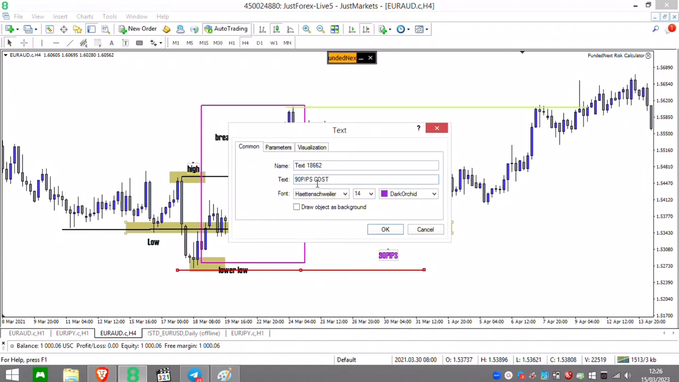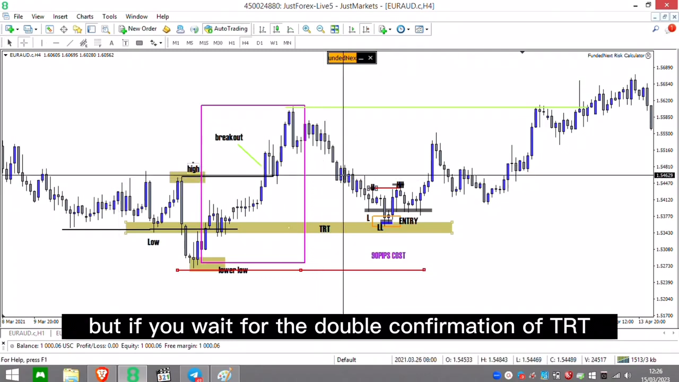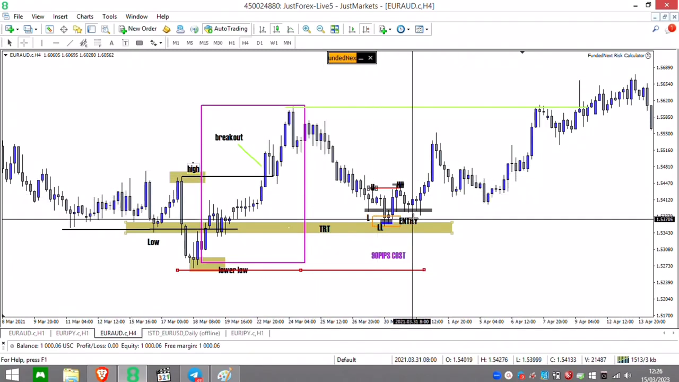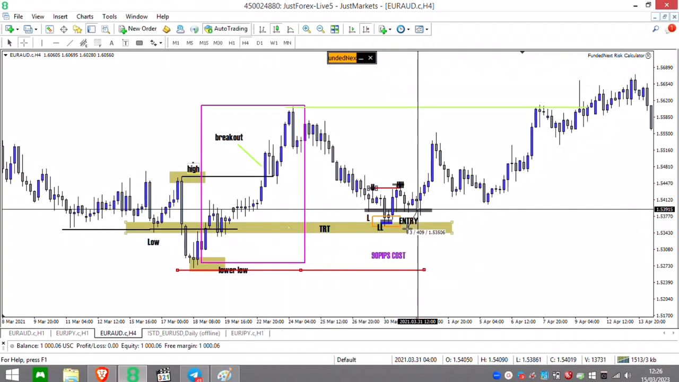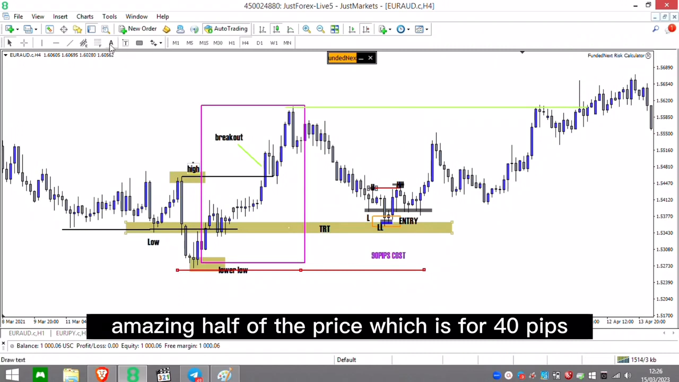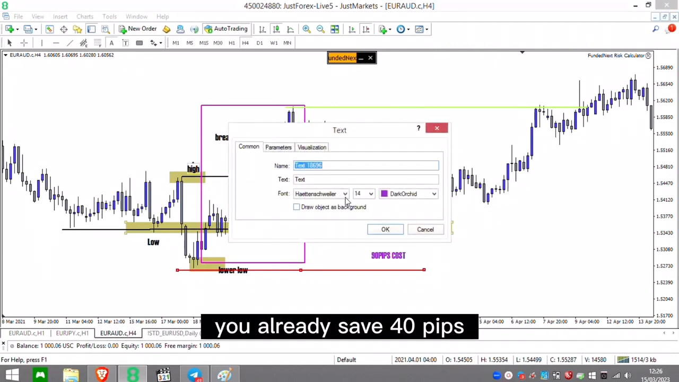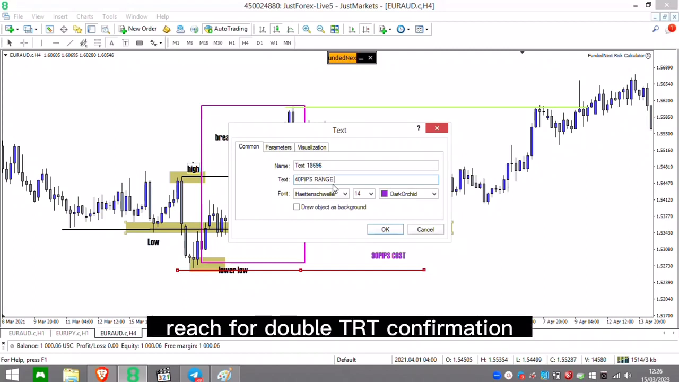Cost. But if you wait for the double confirmation of TRT, it will just cost you amazing half of the price, which is 40 pips. You already save 40 pips range for double TRT confirmation.